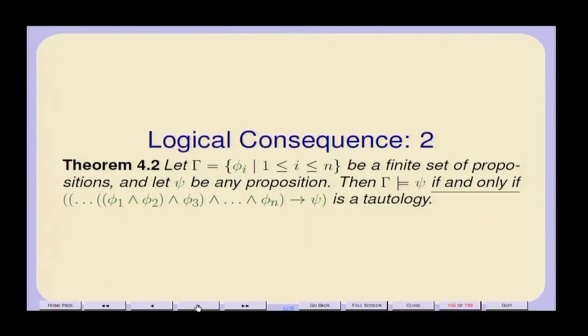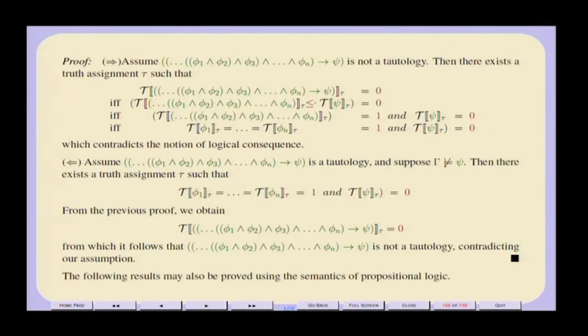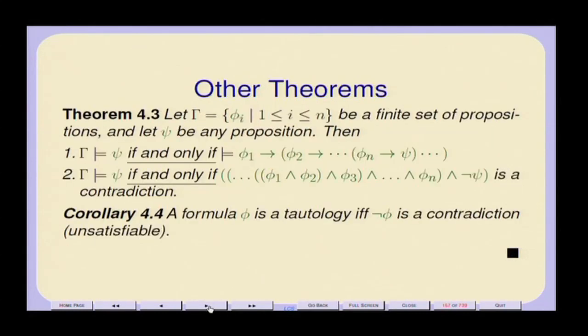The proof for this will have to be done by using the semantics of propositional logic, and you please go through this proof. I will not go through it now. Then there are other theorems. For example, if again gamma is a finite set, then psi is a logical consequence of gamma if and only if this entire sequence of conditionals is a logically valid formula, which is the same as saying that this huge formula should be a tautology.